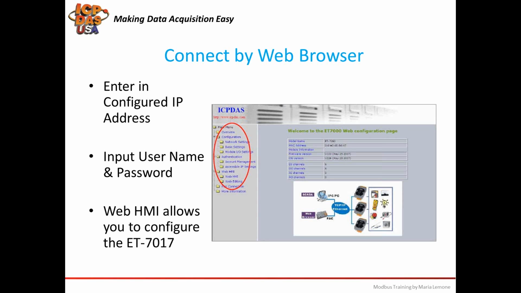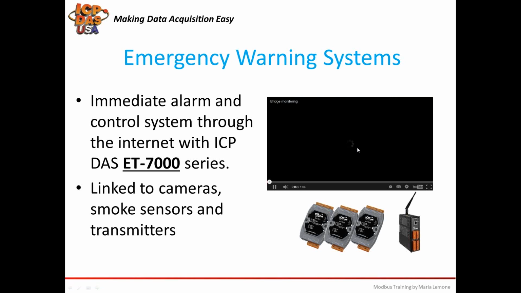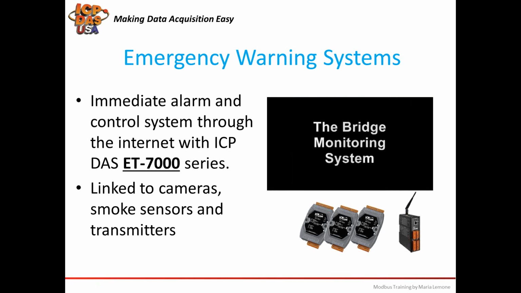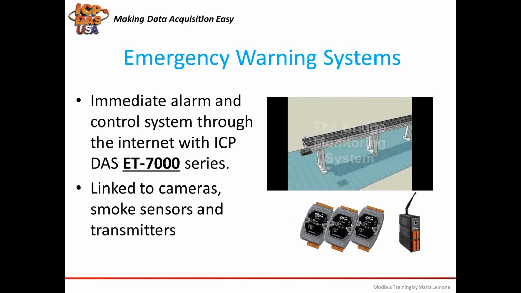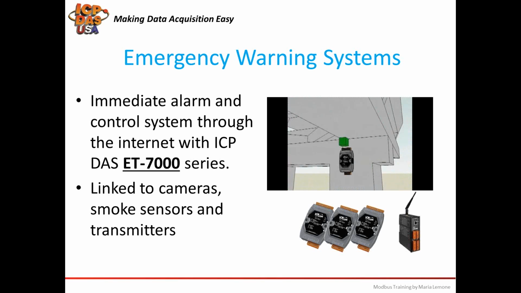You can configure the I/O settings, create different users with passwords, make web pages for displaying data, and change network settings. Modbus TCP-based ET7000 series are being used in emergency warning systems. They are just like the ET7200 series, but have one Ethernet port. They are connected to devices like cameras, smoke sensors, and transmitters.